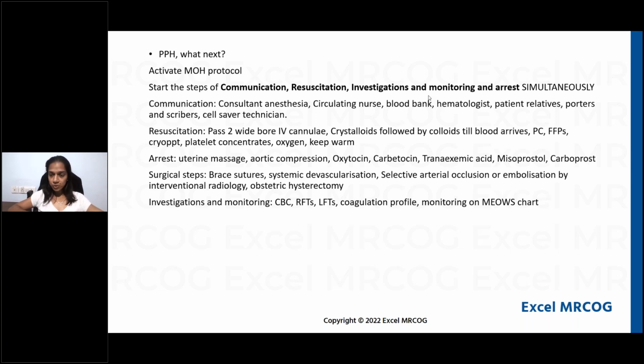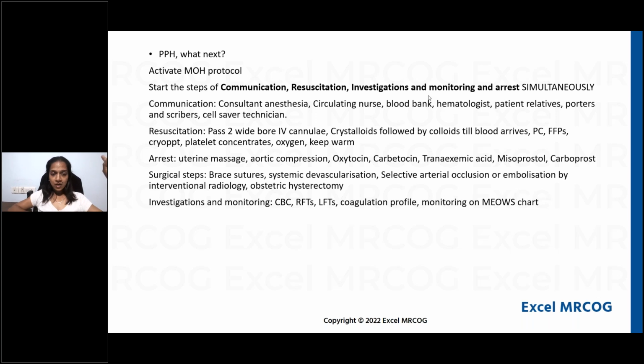Okay, so who would you communicate with? Remember the scenario. You are in the theater. Assuming that the consultant is already on the table because this is a serious emergency, the consultant is likely to be there. The other people that you would inform would be the anesthesia consultant and the circulating nurse in the OT, so as to communicate with the personnel outside the OT: blood bank, hematologist. The patient's relatives have to be counseled. If the patient is awake, then you may need to talk to her as well. Porters and scribes to be arranged.